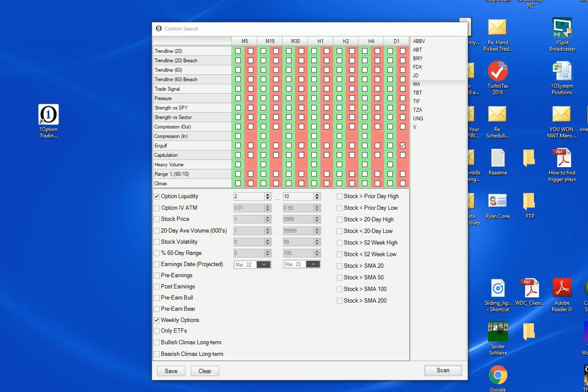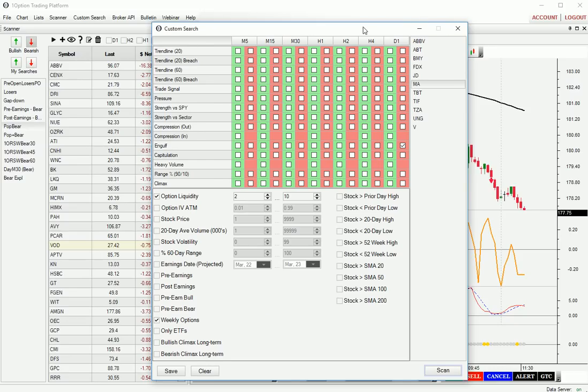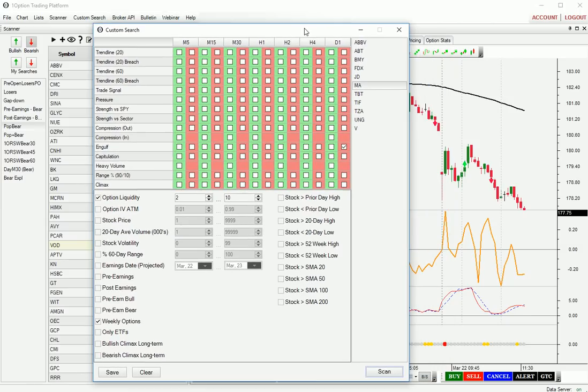So I'm going to put up this custom scanner, and let's take a look and see if we can find some stocks that might be setting up for a bounce. So first of all, let's take a look for strength versus SPY.